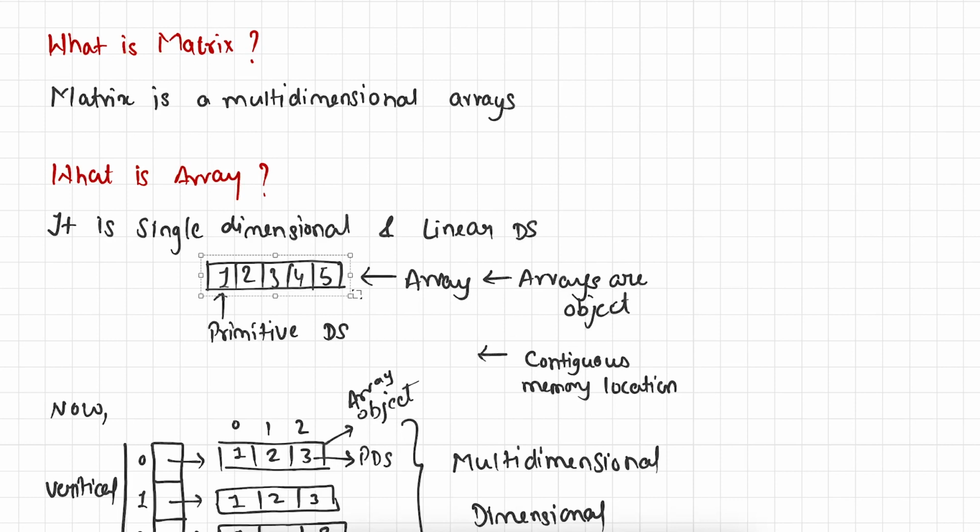And there are 5 elements in this array, okay? And if you know, in Java, arrays are objects. It means this array is an object, but this object contains 5 elements. And all these 5 elements are primitive data types, okay? And there is one more interesting property of array, that array stores all the data in a contiguous memory location. Got it? So this is all about arrays.